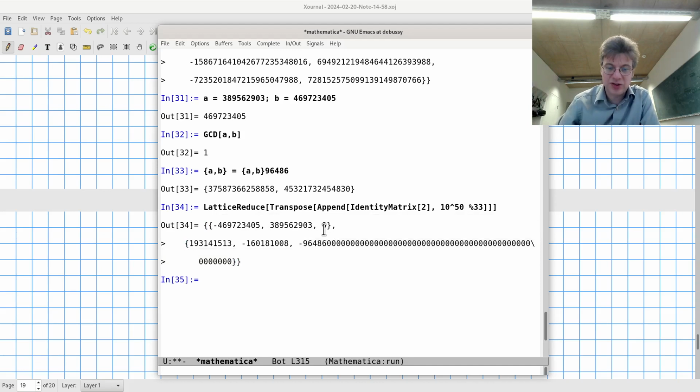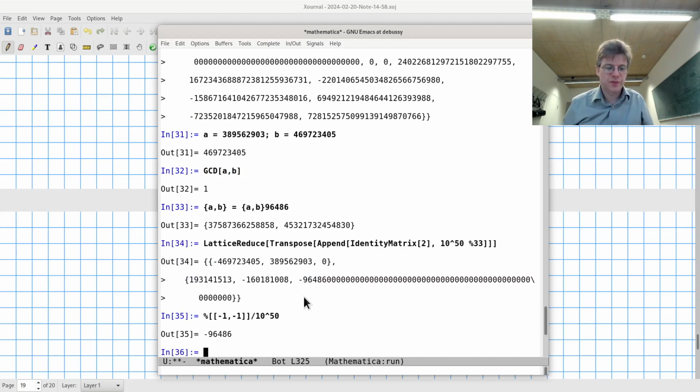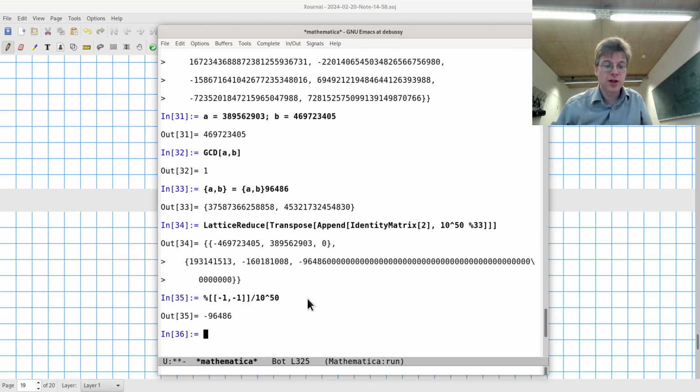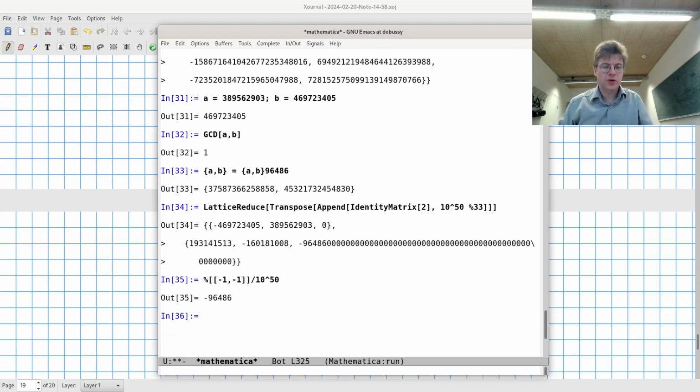That's 0. But the second smallest thing is just the GCD times 10 to the 50. So let's take here minus 1 divided by 10 to the 50. Minus 1 picks out this number. And this should be the number that I've introduced here as a GCD. It is up to sign. Okay, the sign doesn't matter. And in addition, you get the cofactors, because if you take this here times A plus this here times B, then that's again the GCD. So this is how you do extended GCD, the extended Euclidean algorithm with LLL.